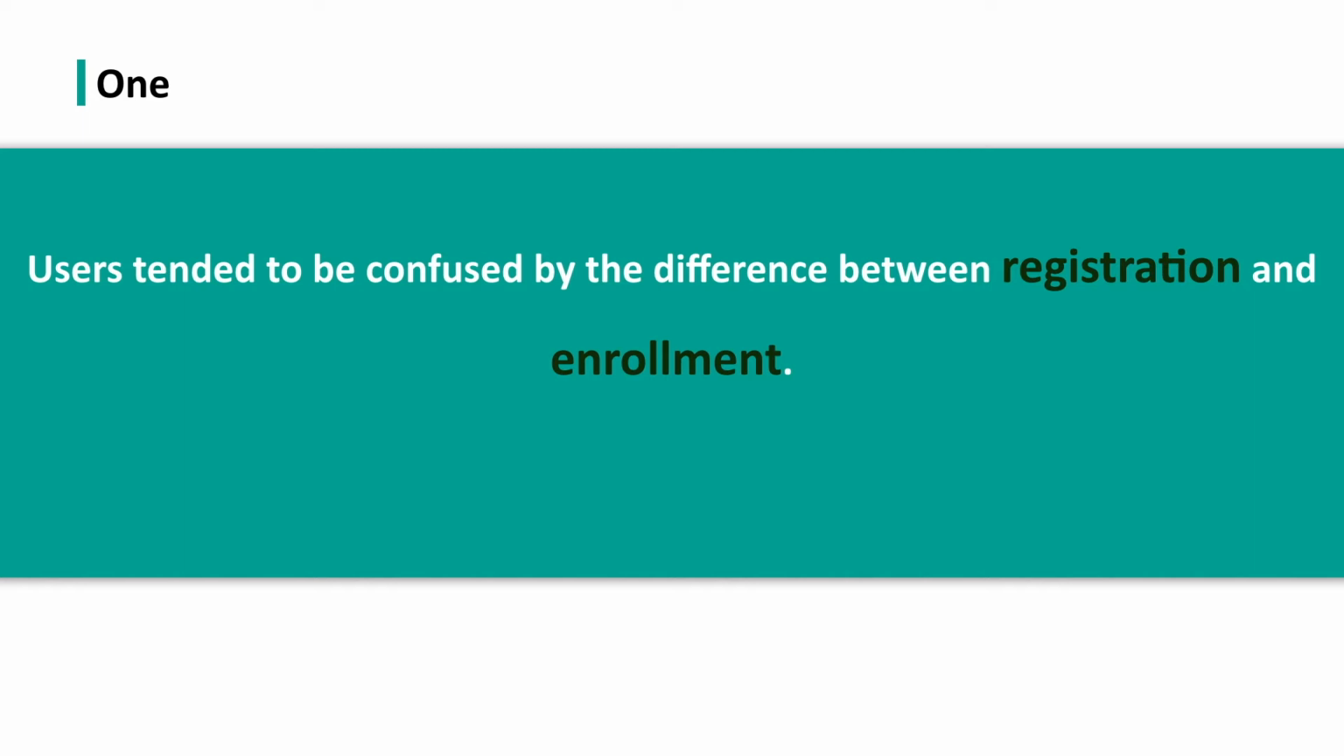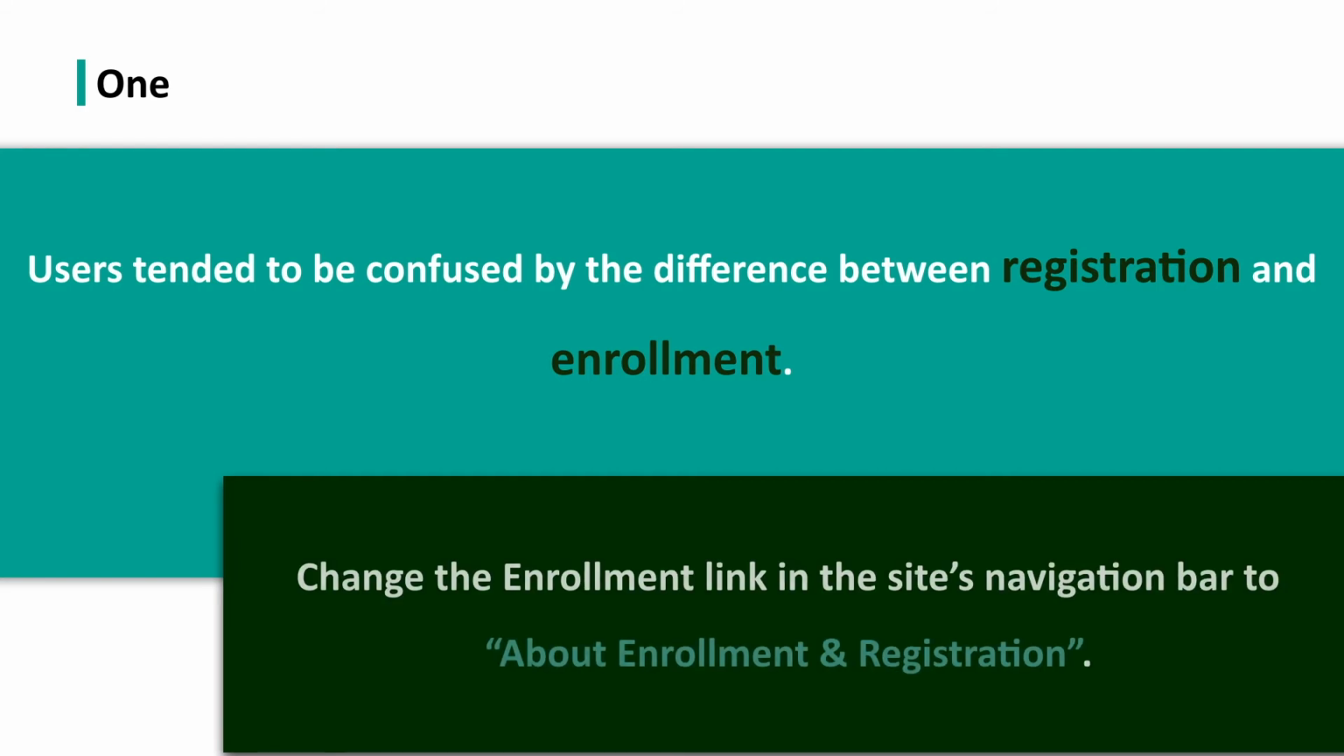Our recommendation: to change the enrollment link in the site's navigation bar to About Enrollment and Registration. Why? This page should explain the differences between the 2 actions and serve as the heading above enrollment in the website's navigation bar. Currently, the enrollment page that is available in the website's navigation bar contains a link to a Google form to enroll a child.